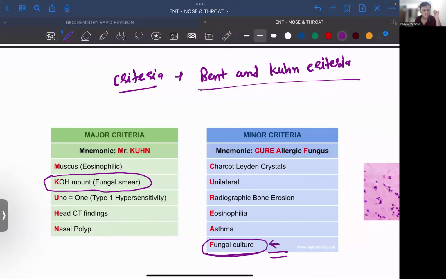Eosinophilic mucosa and eosinophilia. These are different. Mucus contain what? Eosinophils. Eosinophilia is seen on blood investigation, right? So both are different. Please remember this.